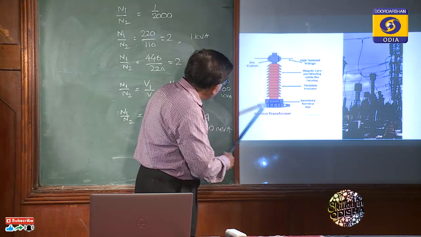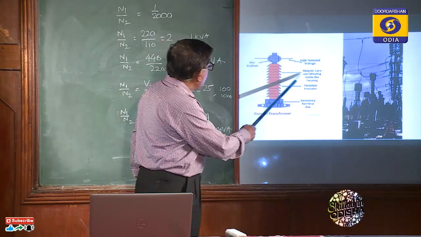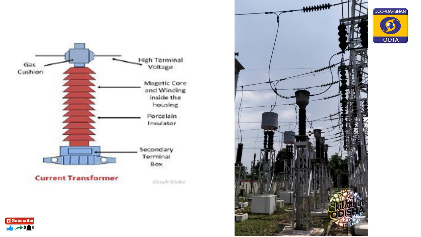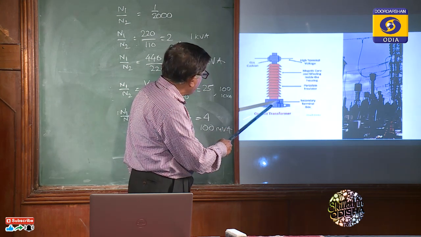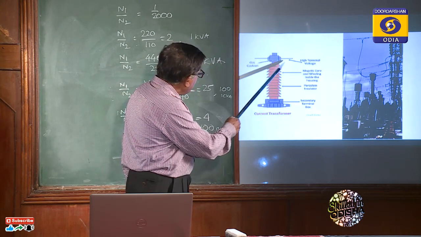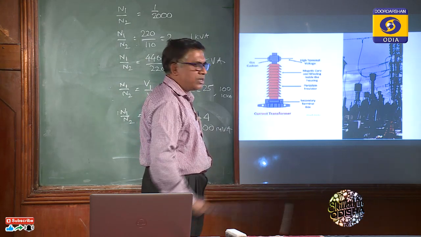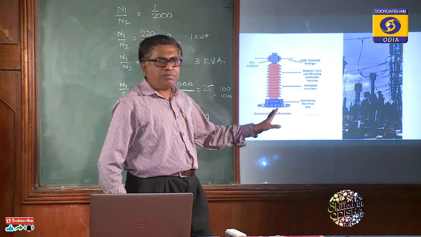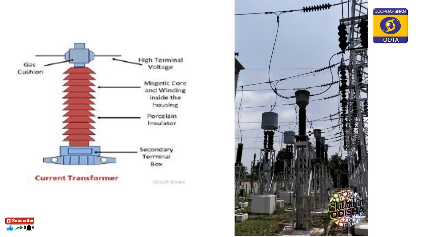Now this is the internal construction of a current transformer. This is your magnetic core inside it, and outside is porcelain, just like your insulator. Then inside it, primary winding is there, secondary winding is there. For example, this turn is 1 and this turn is 2000. Actually, I have taken the figure from your Kotak grid. This CT turn ratio is 1:2000.